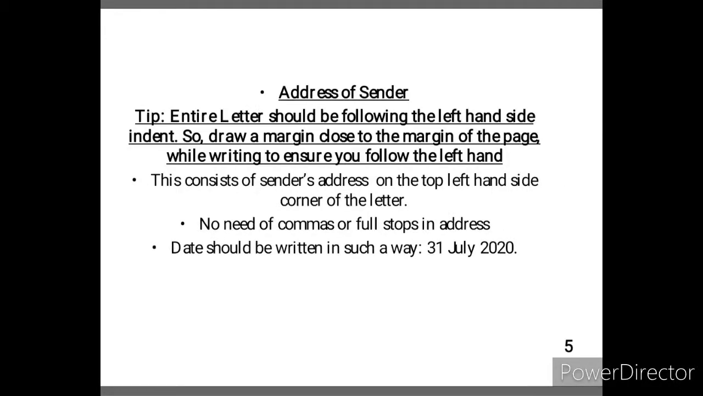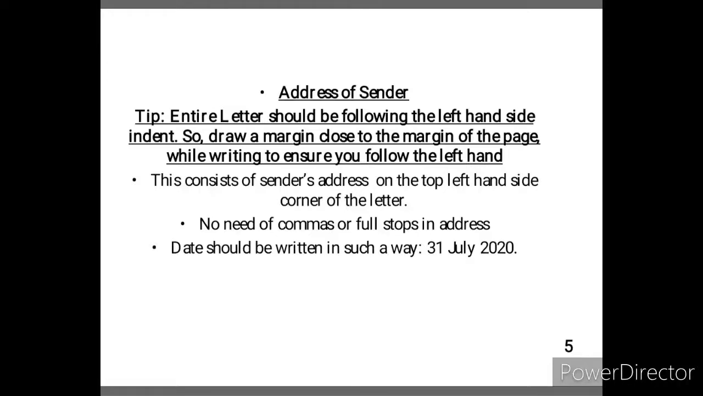So let's begin with address of sender. I have a tip for you. Entire letter should be following the left-hand side indent. So draw a margin close to the margin of the page while writing to ensure you follow the left hand.